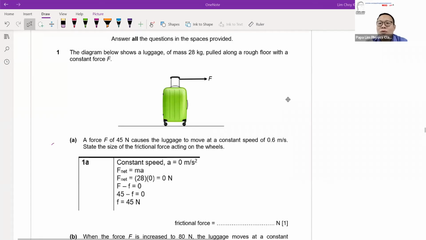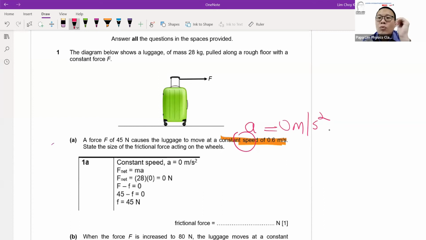Okay, for question one, what we are looking at is dynamics, on Newton's law, whereby a luggage is being pulled by a force F. Things to take note, like I always tell students, is the use of the words constant speed. Take note, don't mix up with constant acceleration. Here it is constant speed. The clue they are telling you is that the object is moving at constant speed, which means the acceleration of the object is actually 0 meter per second square.